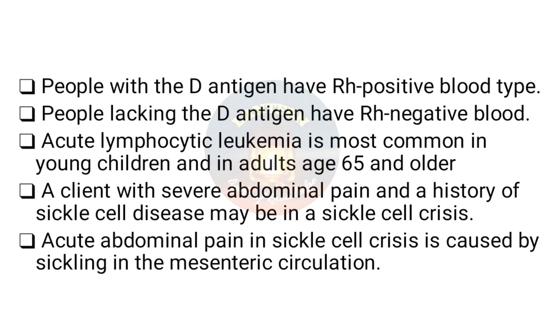People with D antigen have Rh positive blood group. People lacking D antigen have Rh negative blood group. Acute lymphocytic leukemia or ALL is most common in young children and in adults of age 65 years or older. A client with severe abdominal pain and a history of sickle cell disease may be a sickle cell crisis patient. Acute abdominal pain in sickle cell crisis is caused by sickling in the mesenteric circulation.